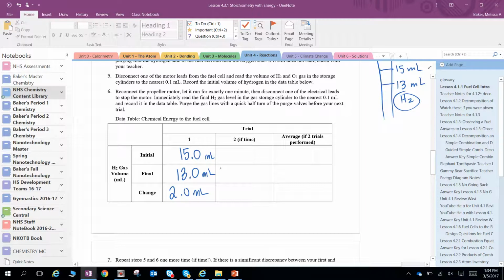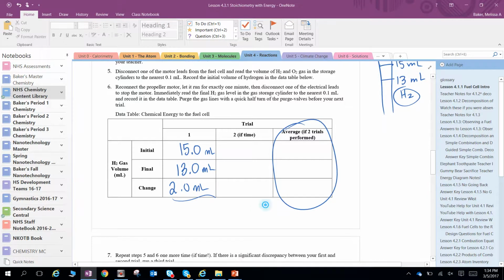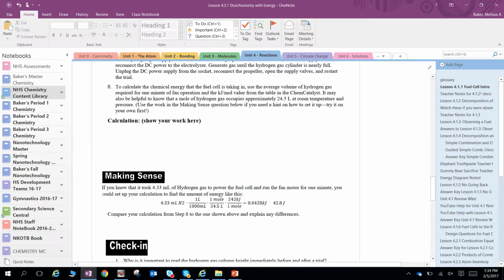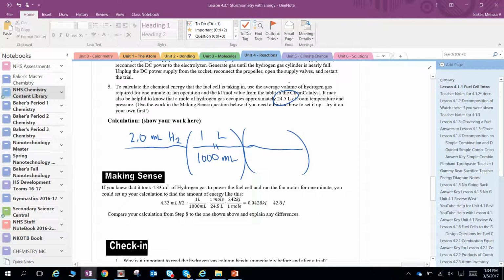So in class, we did that. Some groups ran a second trial and then calculated the average change. But it was indeed around 2 milliliters. So then, to show our work, if 2.0 milliliters of hydrogen gas were used up, well, we know some things. We know that there are 1,000 milliliters in 1 liter. And according to the information in number 8 from above, there are 24.5 liters of gas in 1 mole.